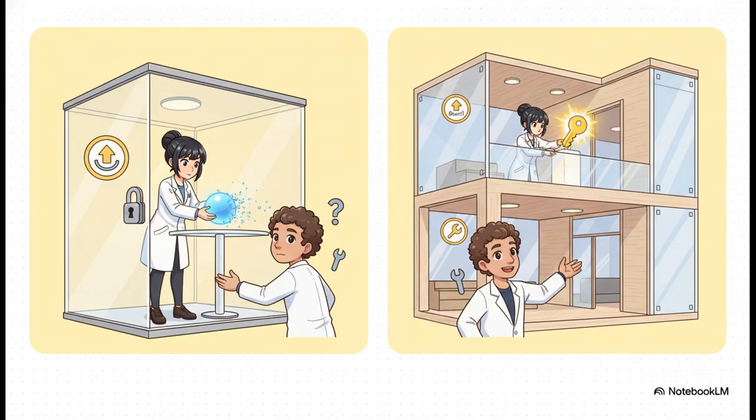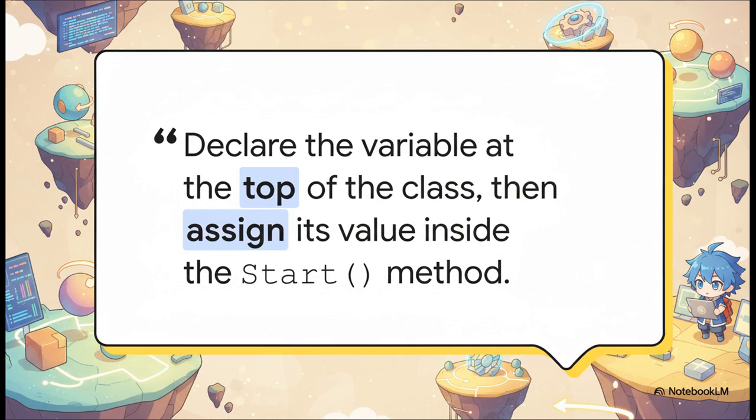What we need is a member variable. A member variable is like putting something in the main hallway of the house. Every room can see it and access it. Start can put a value in it, and later, Update can come along and read that value. So the correct way to do this always follows this two-step pattern.